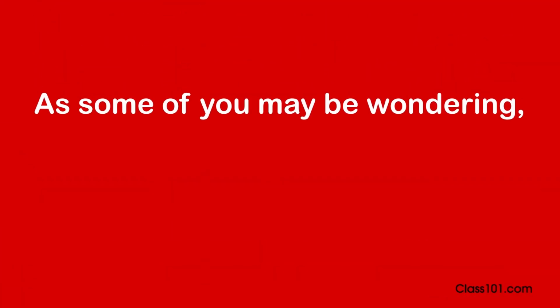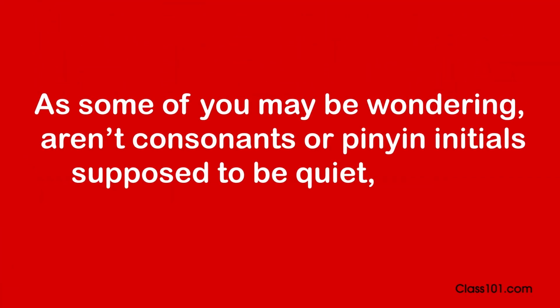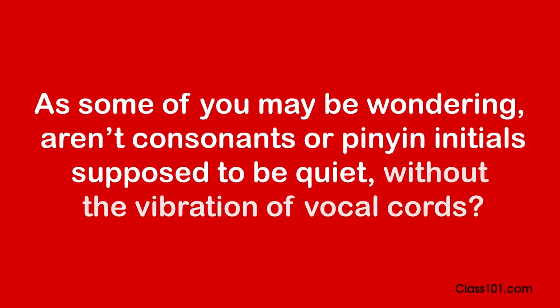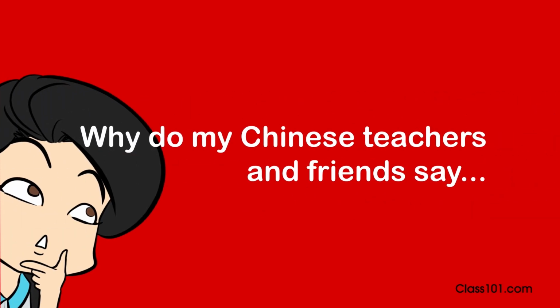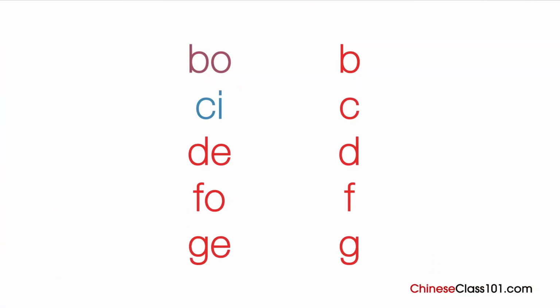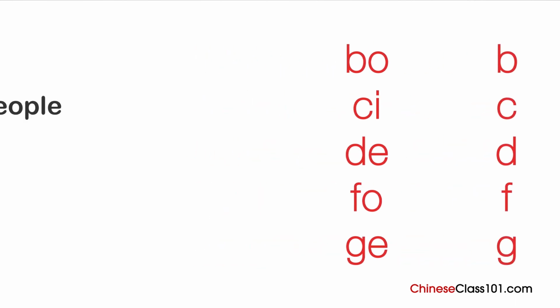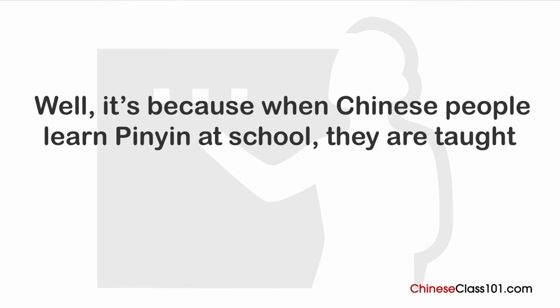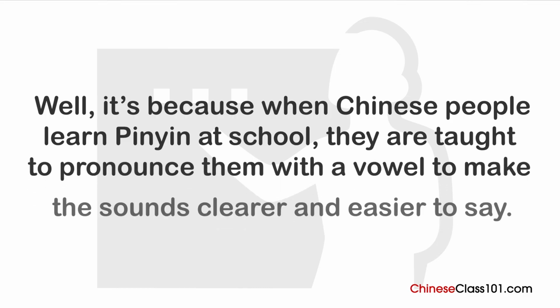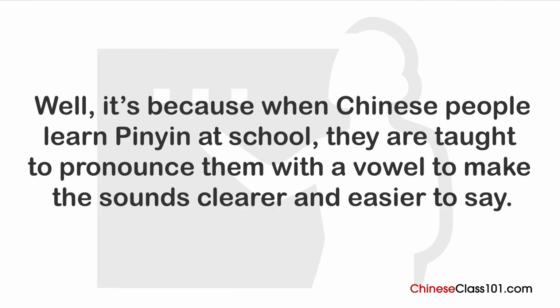As some of you may be wondering, aren't consonants or pinyin initials supposed to be quiet, without the vibration of vocal cords? Why do Chinese teachers and friends say 波, ci, de, fo, ge instead of b, c, de, f, ge? Well, it's because when Chinese people learn pinyin at school, they're taught to pronounce them with a vowel to make the sounds clearer and easier to say.